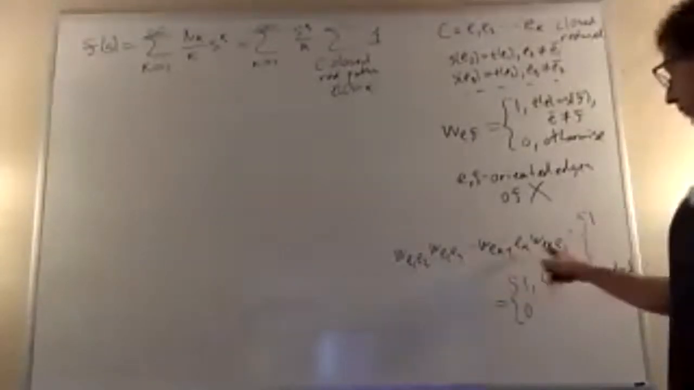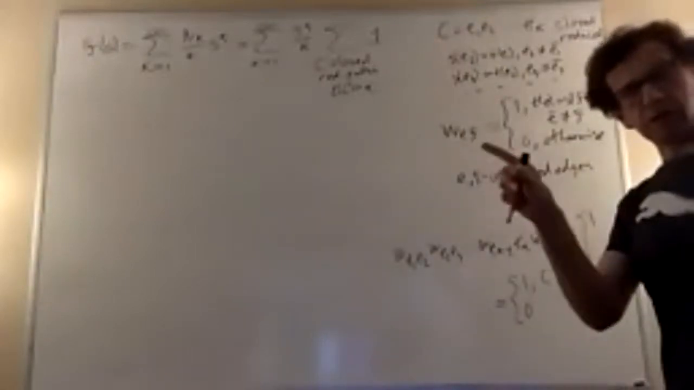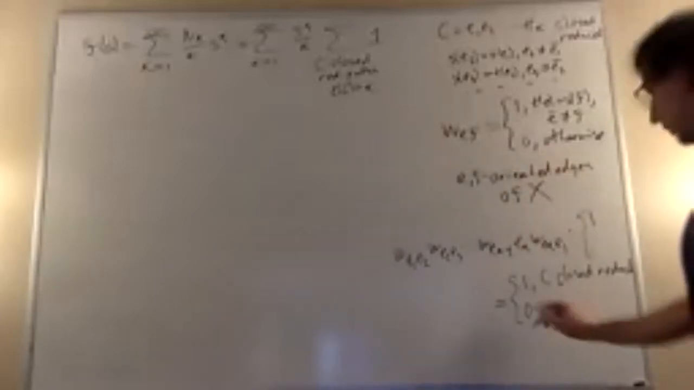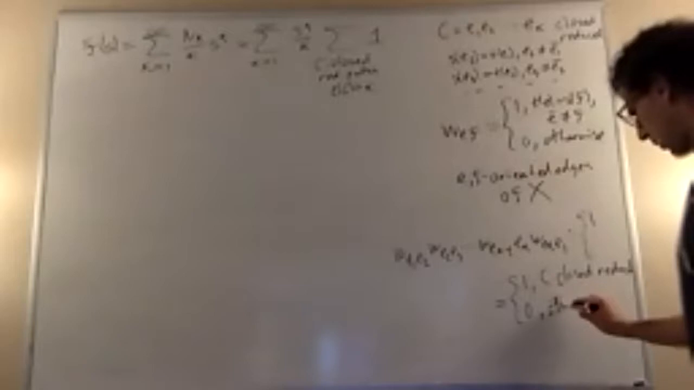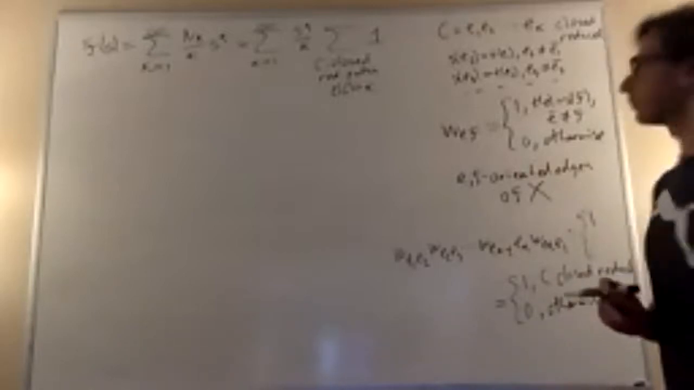If my path fails to meet at some point, or if it goes up and back, then the corresponding number is 0, and so I get a 0 in my product otherwise. Okay, that makes sense? Yeah.